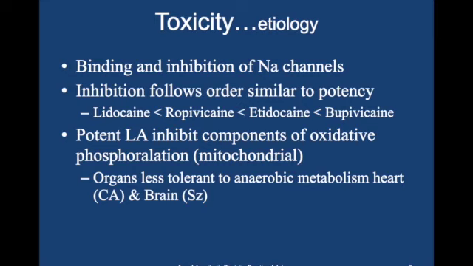Potent local anesthetics inhibit components of oxidative phosphorylation. So not only do we have accumulation of fatty acids in the cytoplasm, we also have a lack of the ability to get those fatty acids into the mitochondria to have oxidative phosphorylation. And so that's why we see our symptoms in organs less tolerant to anaerobic metabolism, such as the heart and the brain.